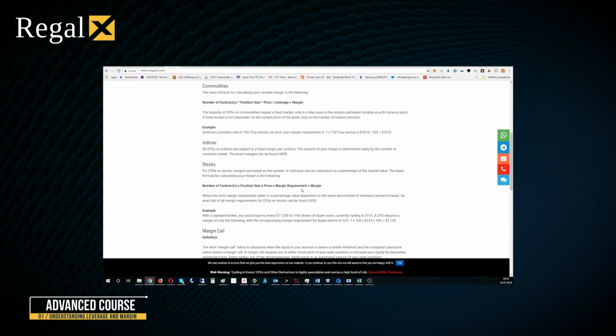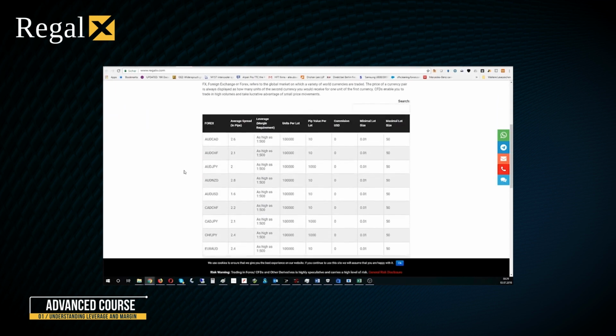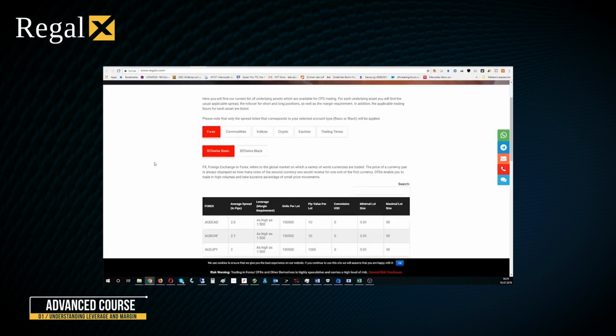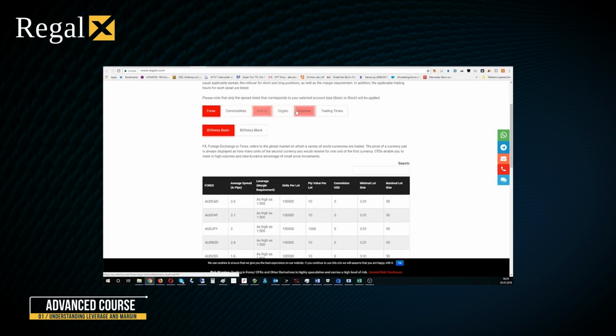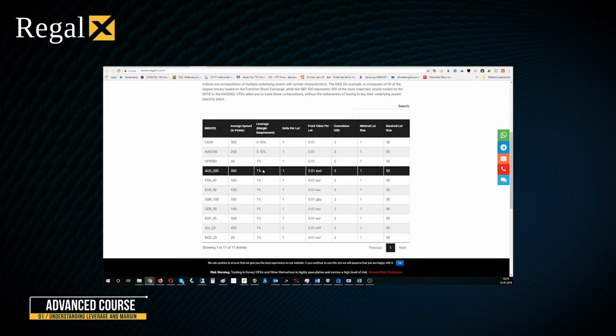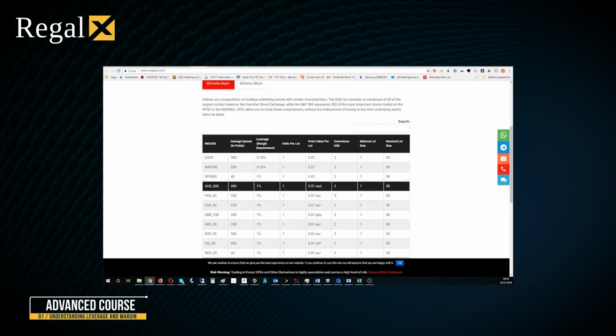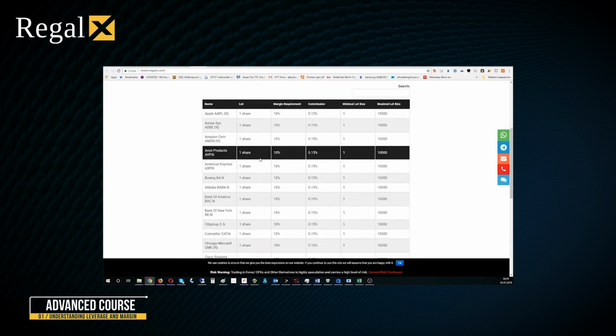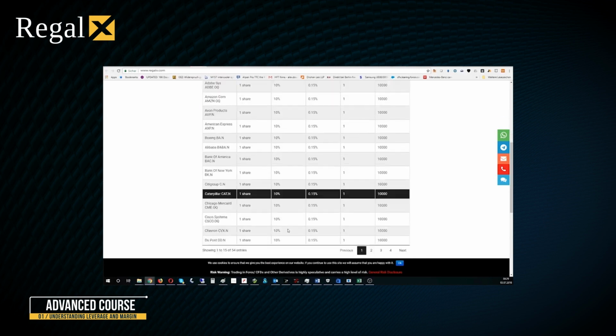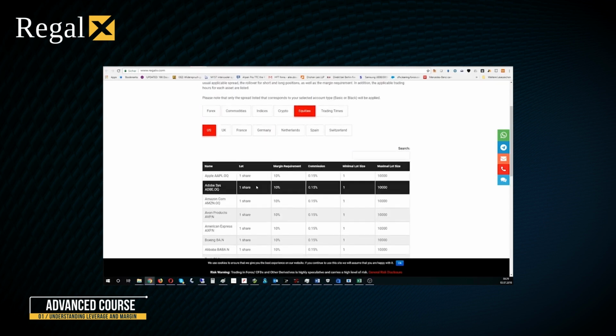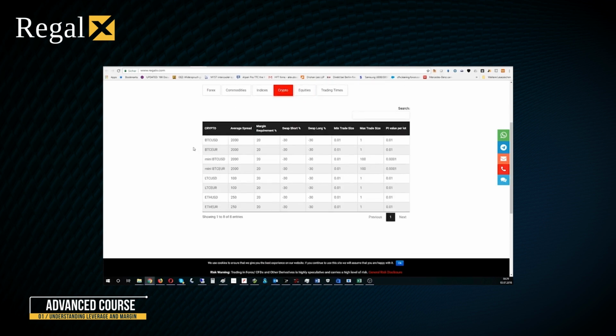For example, indices, you see, you need 1%, or equities is even 10%. This is shares. If you want to trade a CFD of these, or cryptos, even more, margin requirement is 20%. So you have a 5 to 1 leverage. That's what it means. So you can see on this table for the Forex asset list all the ideas of how much margin you need to put up to trade a certain position size.